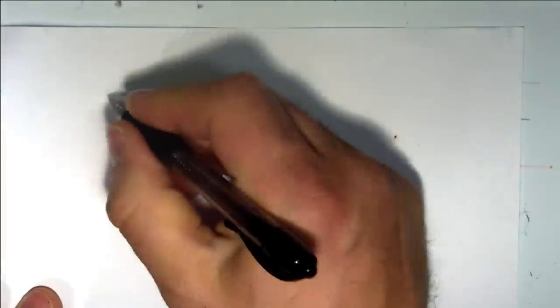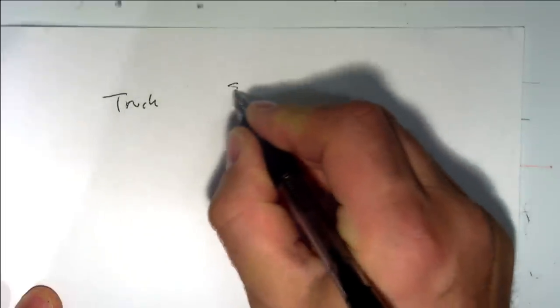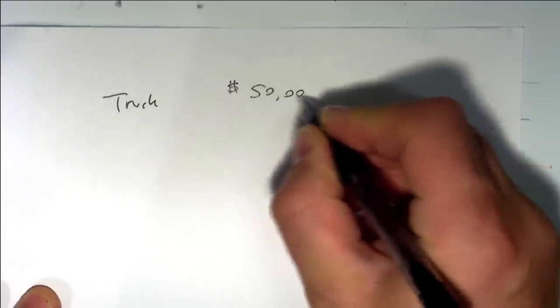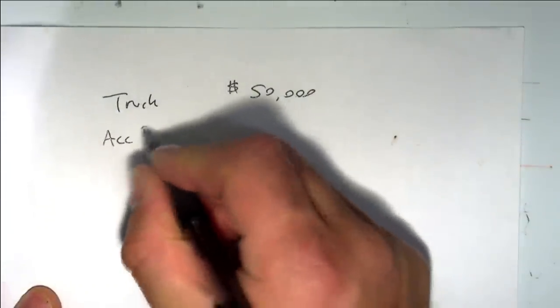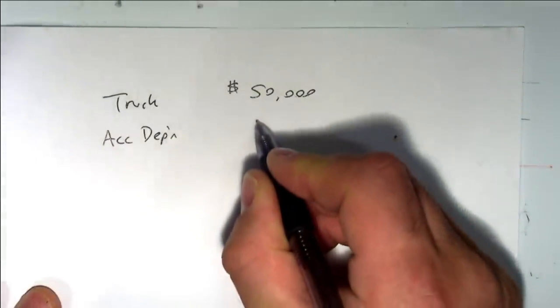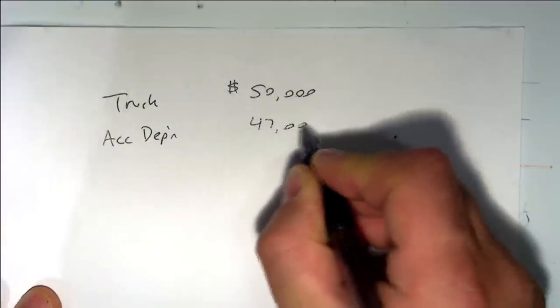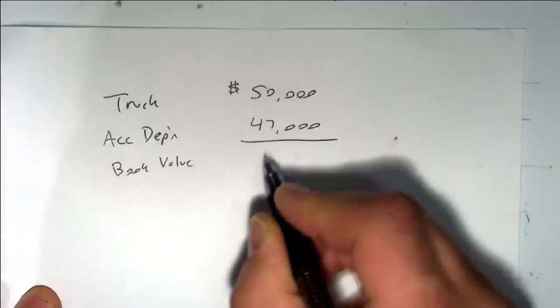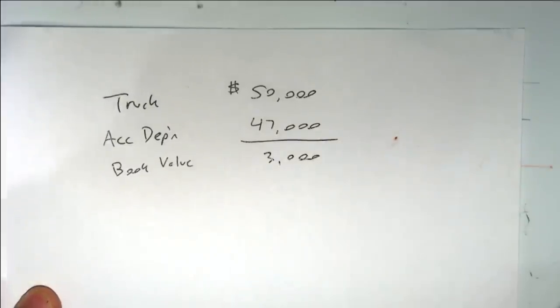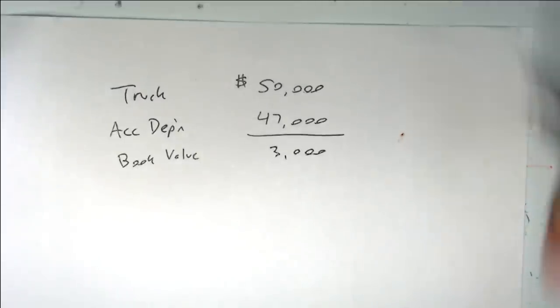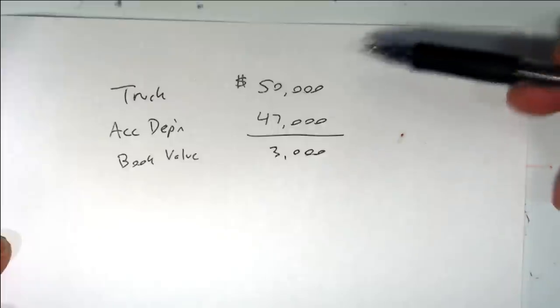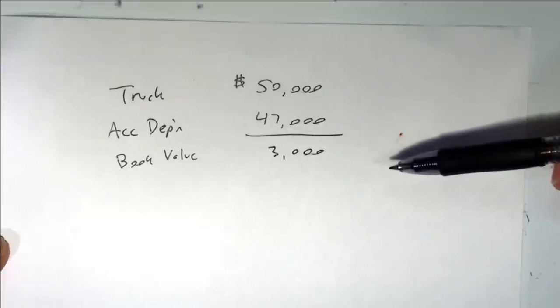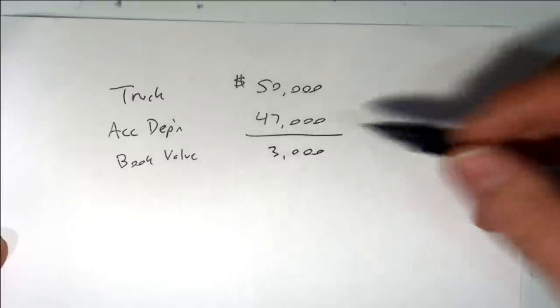Let's say we have a truck in our business. And let's say that the truck had cost originally $50,000, okay? And let's say that the accumulated depreciation on that was $47,000. And so the book value of that truck is $3,000. Would you agree? And maybe that was our estimated salvage value. So maybe we depreciated it down to where the book value equals the estimated salvage value. Okay? Well, this is our situation.